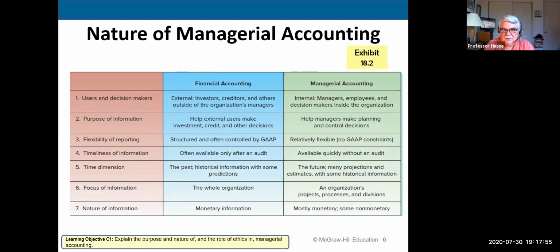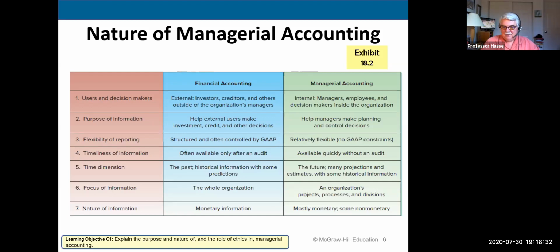The purpose of information. Financial accounting helps external users make investment, credit, and other decisions based on the financial data of the company. Whereas managerial accounting helps managers within the company make planning and control decisions. And that's the main reason for the difference between financial and managerial. Financial accounting is for external users, external. Managerial accounting is for internal managers.